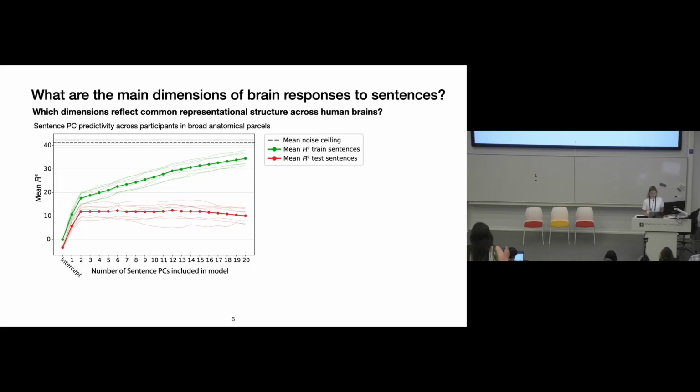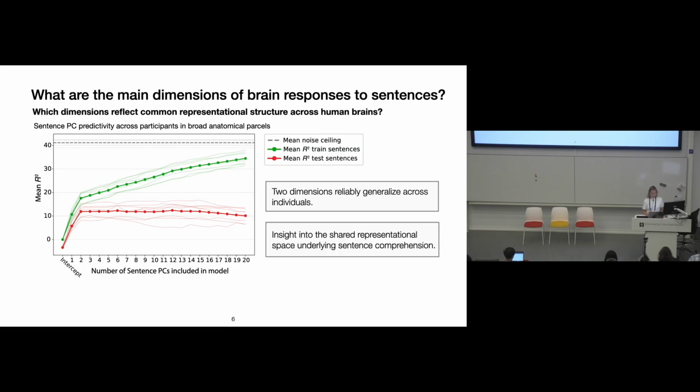And here we see a very sharp plateau. 2 dimensions reliably generalized across individuals. Beyond 2, there's actually no improvement in prediction performance for held out participants. Together, these 2 sentence PCs account for around 32% of the explainable variance, which is a substantial amount, and there's variance left to be explained, reflecting dimensions that are unique to each individual. So these dimensions provide insight into the format of the shared representational space during sentence comprehension.